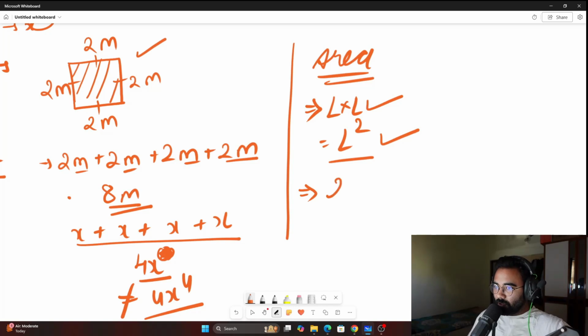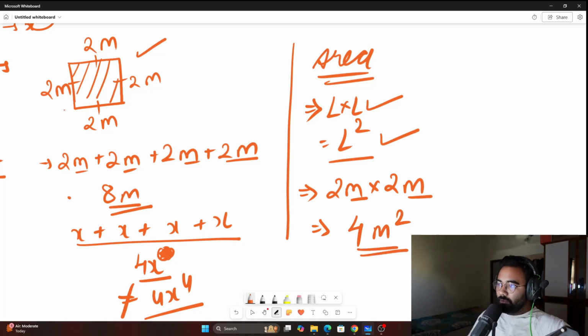L square, that is 2 meter multiplied by 2 meter. What should that give you? That is 2 2s are 4, meter multiplied by meter gives you meter square. So far so good. All right, let us go to rectangle.